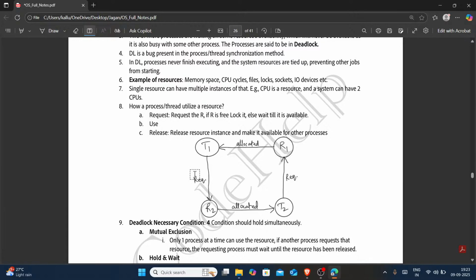For a process to utilize a resource, it requests it; if an instance is free, it gets it, else it waits till it is available. After use, the process releases the resource instance and makes it available for other processes.